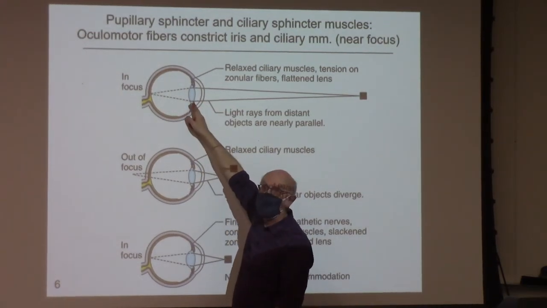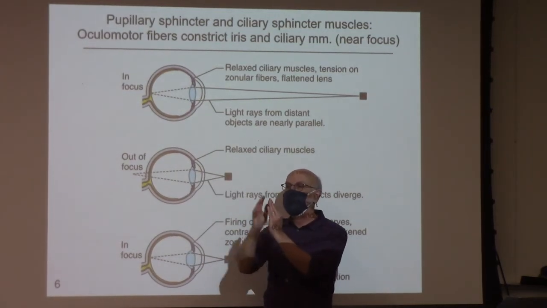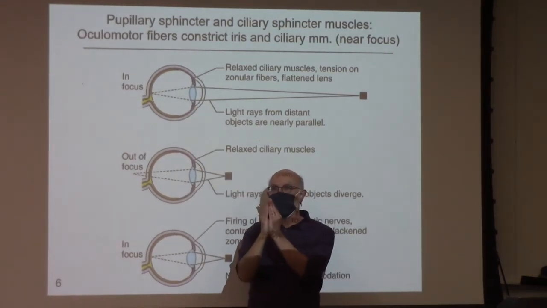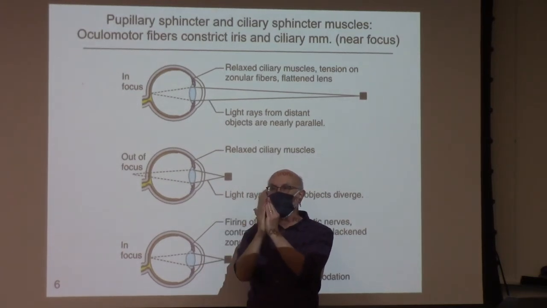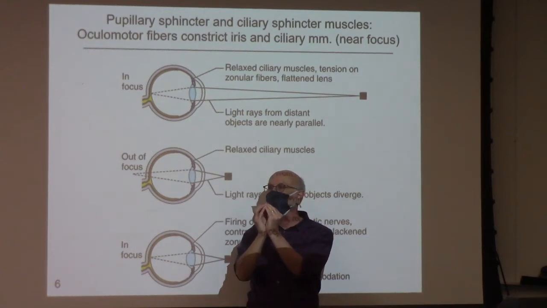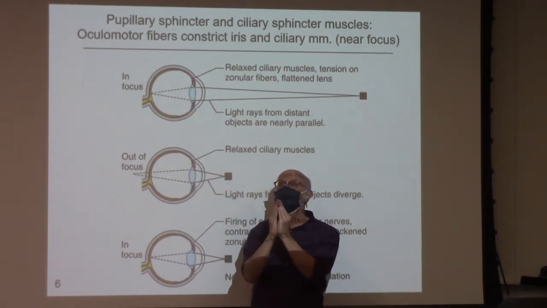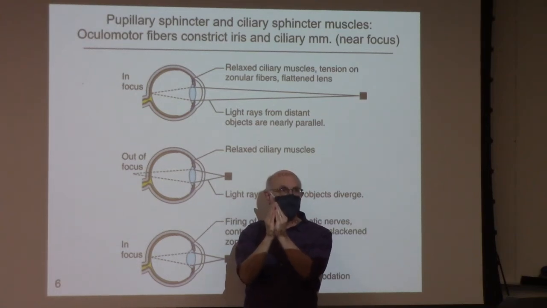The way I get my lens to be flat, that is to say, the zonular fibers that surround my lens are pulling my lens flat. My lens will naturally rebound into a roundish state. So the lens wants to be round, so to speak, but the zonular fibers put tension on it and pull it flat. Contraction of the ciliary body, ciliary muscles.